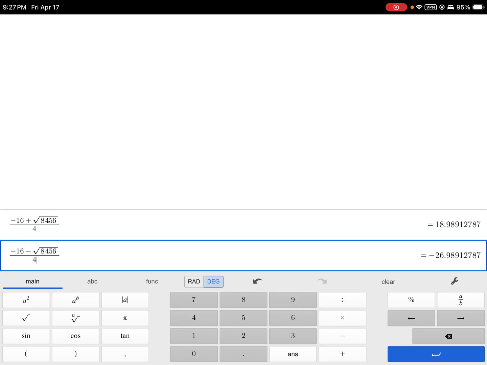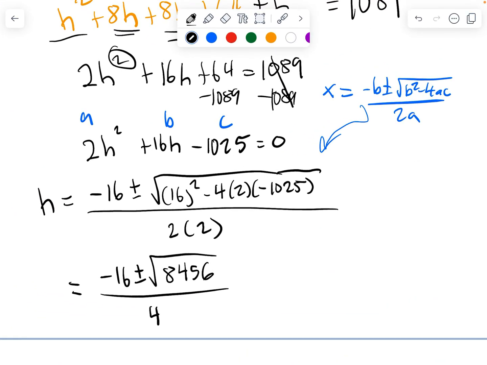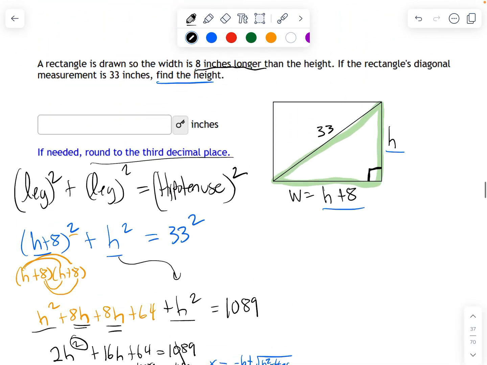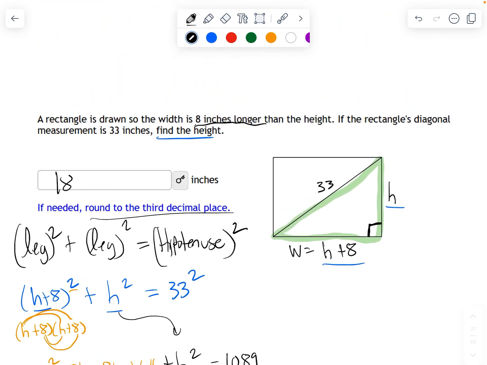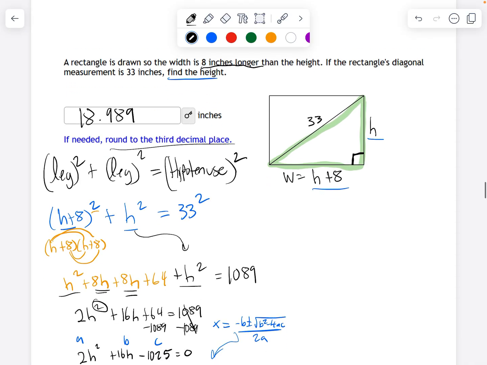So that means 18.989 inches is my final answer. And there you go. That's all we need to find our height for the rectangle. Thanks for watching.